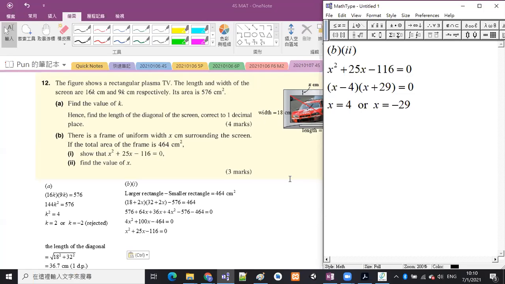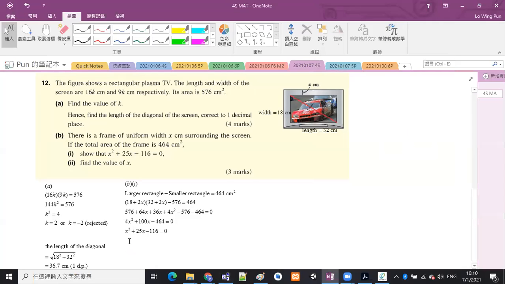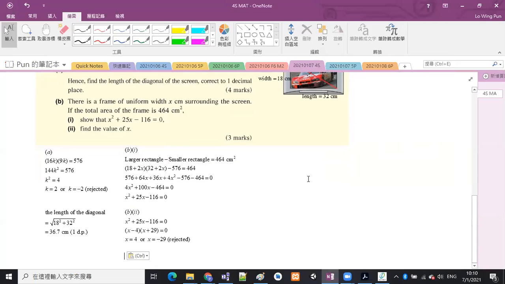But x is the uniform width of the frame, which means that it should not be negative. So the negative 29 should be rejected. Okay, so the only answer of x should be just positive 4. Is it okay?